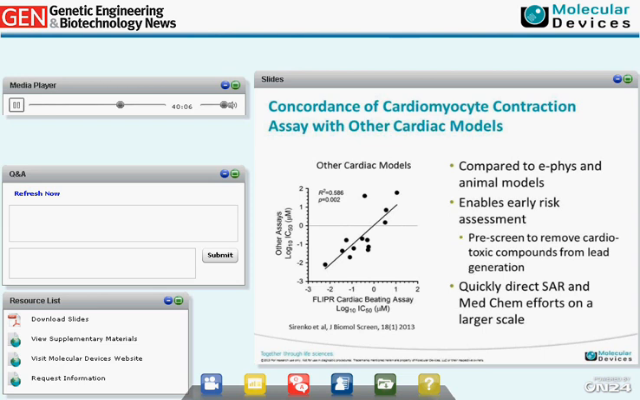We have another paper in press where we're screening a small compound library and using that to look for predictivity. And we can see predictivities of better than 80% for this particular assay over that small compound library. So the early indications are very favorable for this assay as being a predictive model for cardiac toxicity in vitro.